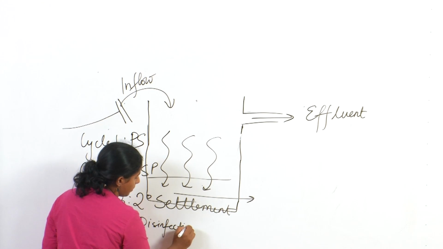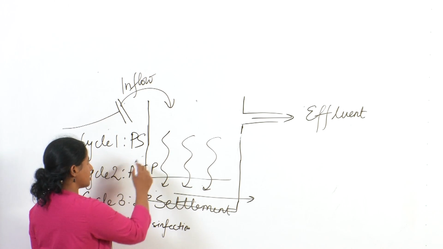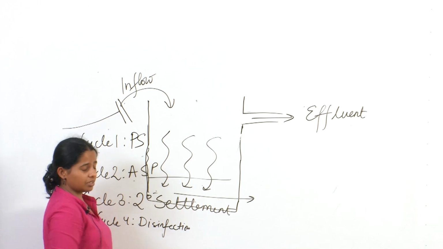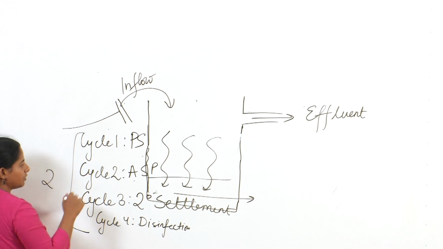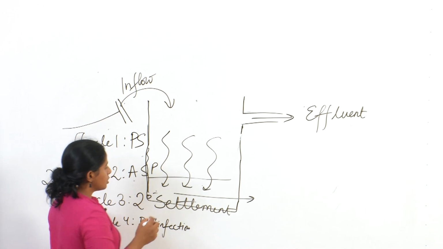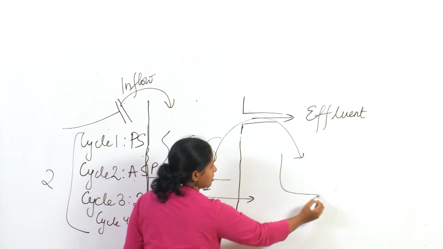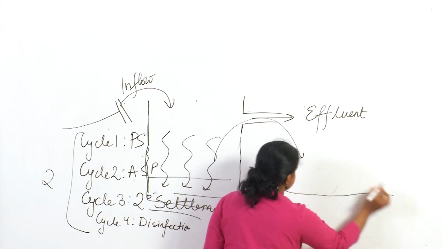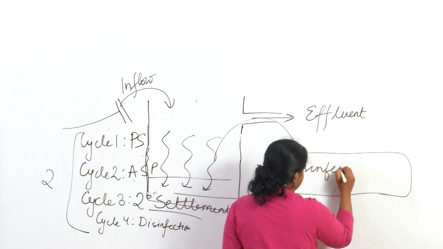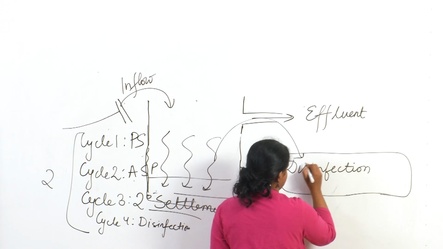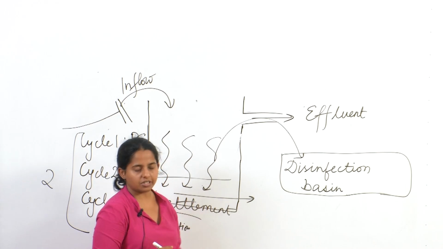Now disinfection can happen in the same tank, but we do not like disinfection to happen in the same tank, because if there is residual disinfectant it will kill the microbes when these cycles are repeated in the second run, so the efficiency will drop. So typically after secondary settlement the supernatant is removed and then there is a disinfection basin here. And the disinfection is done separately.